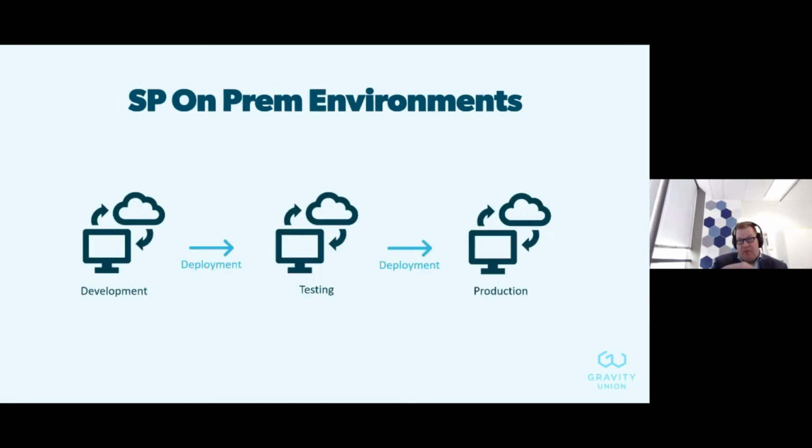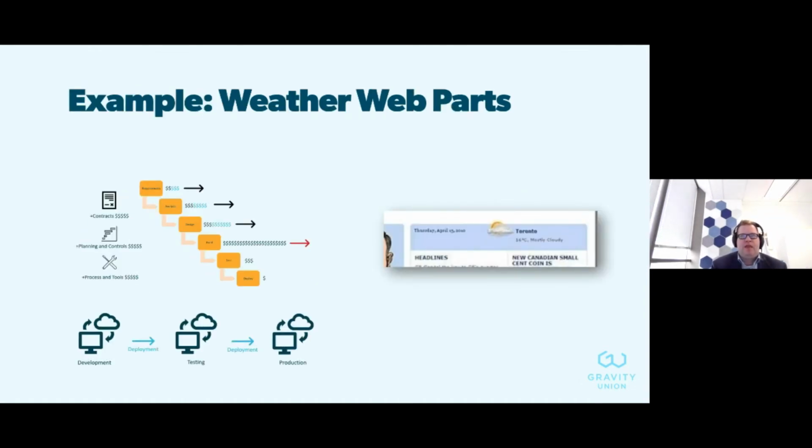And certainly in the on-premise environment, there's different environments that we'd have to deploy to, which is also very expensive. And so we'd have our development environments that we'd work on. We'd deploy that solution to testing, and it'd be tested, and then finally into production. And so one example would be this weather web part. And I remember on several projects having to create a weather web part, and it would follow this process.